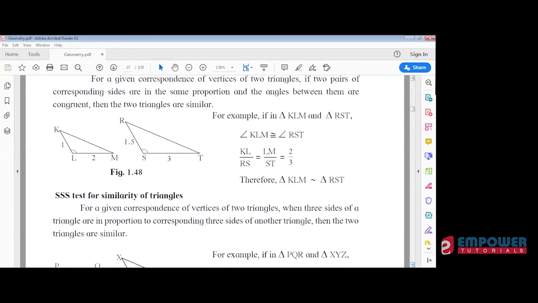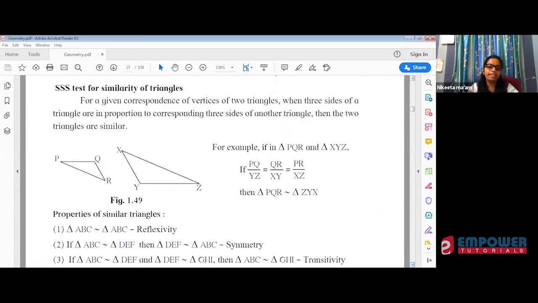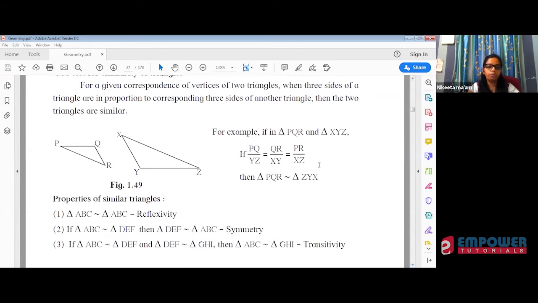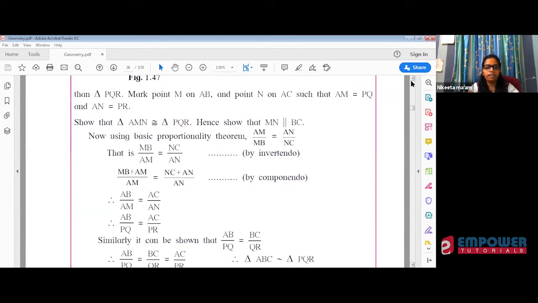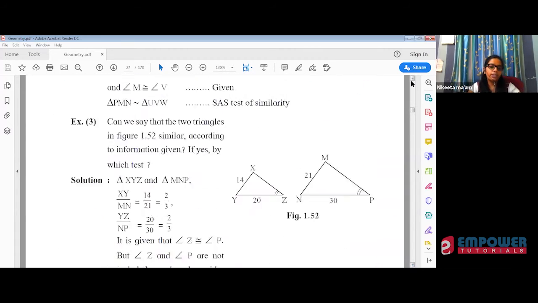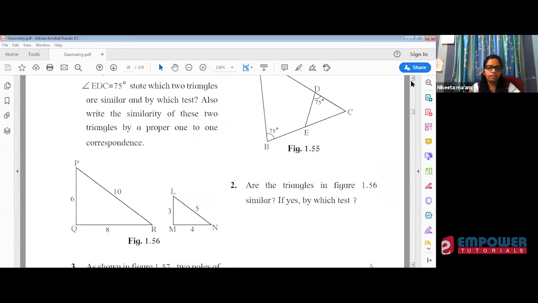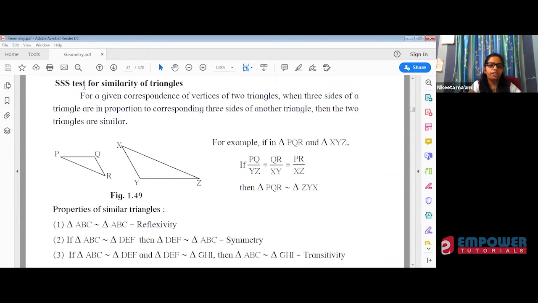So after this, you have the SSS test. Now in case of congruency, what we used to do is prove that all three sides are congruent. But in this case, what you have to prove is that the three sides are in proportion. So here we are going to prove that the side of one triangle is proportional to the side of the other triangle.